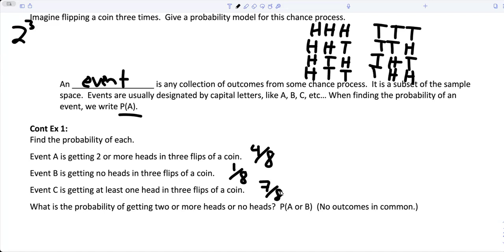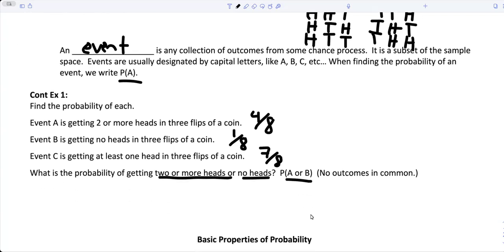And then finally here it says, what is the probability of getting 2 or more heads or no heads? The probability of A or B with no outcomes in common. So what's the probability of 2 or more heads? 4 out of 8. And so what's the probability of no heads? 1 out of 8. And so we are going to add those probabilities together. The probability of getting 2 or more heads or no heads would be these 2 fractions added together, which is 5 out of 8.